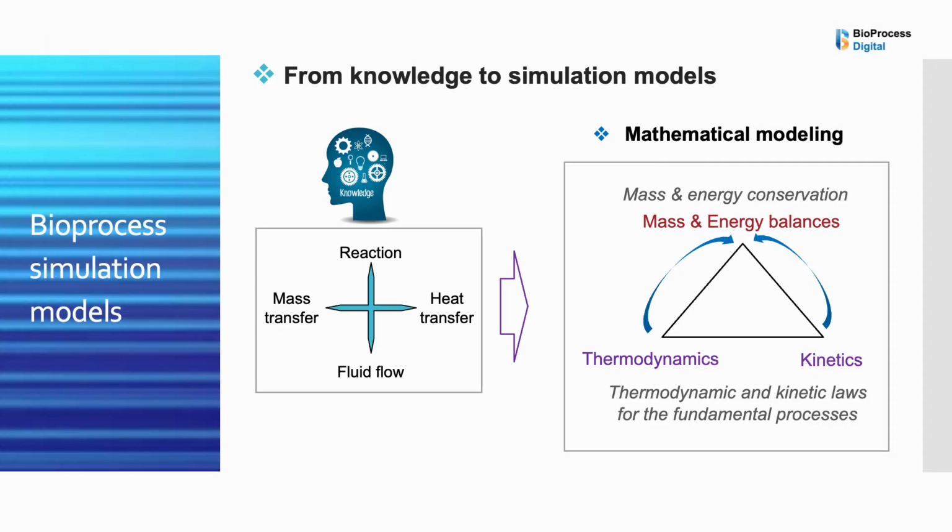Constructing a simulation model involves formulating mathematical relationships that describe the temporal changes in component concentrations or temperature. The key governing phenomena, biotransformation reaction, fluid flow, mass transfer, and heat transfer, are first characterized by their underlying thermodynamic and kinetic laws, which define the rates at which these processes occur. These laws are then integrated with mass and energy balance equations, which express the fundamental principles of conservation. This integration is summarized by the balanced thermodynamic kinetic modeling triangle, providing a structured framework for developing predictive simulation models.